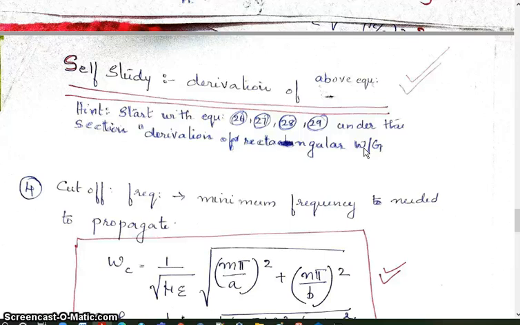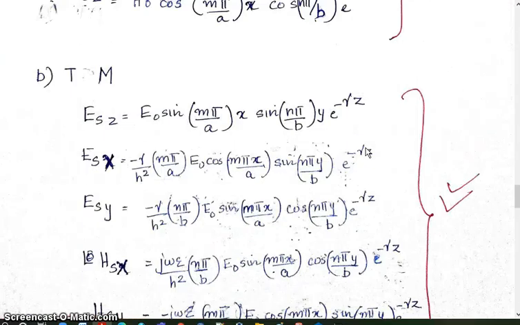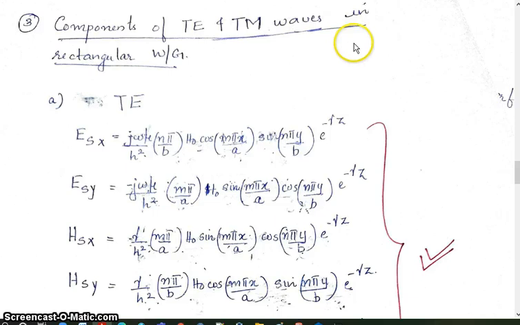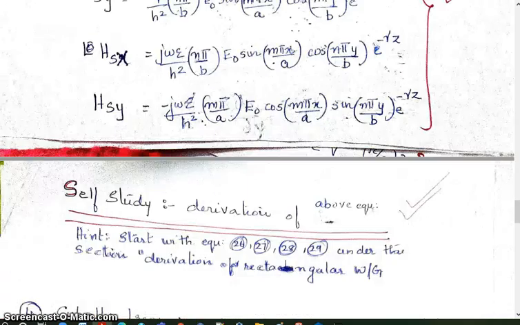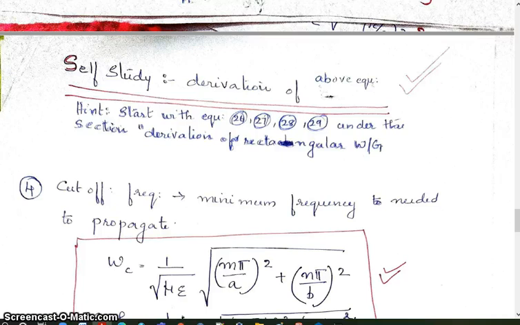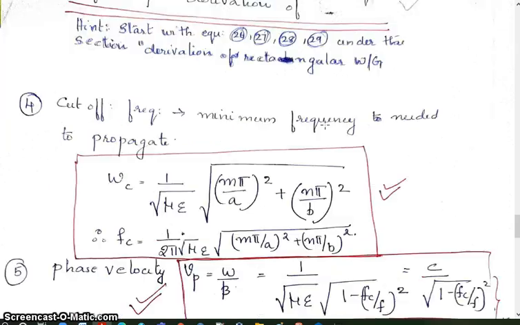The video is also available. So for this particular section, that is for finding the expressions for components of TE and TM waves in a rectangular waveguide, you have to start from equations 26, 27, 28 and 29, so that you can do it as self-study. For equations 26, 27, 28, 29, the video is already available with notes.